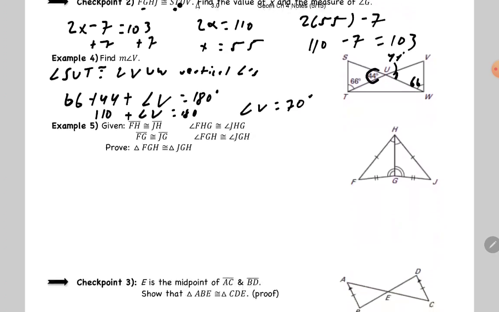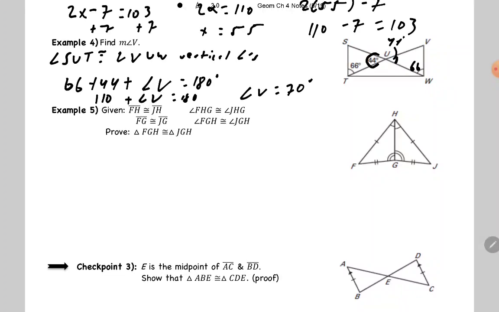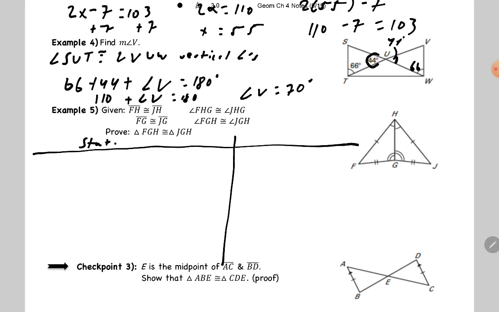All right, let's look at a proof. Okay, so I'm going to save some writing space for me. Statement, reason. And I'm going to put, so this should be your statement 1 or statements 1 through 4. But I'm going to combine all these into my first statement.